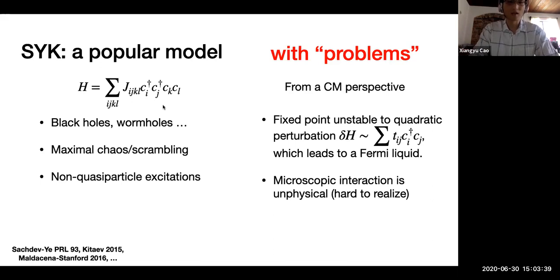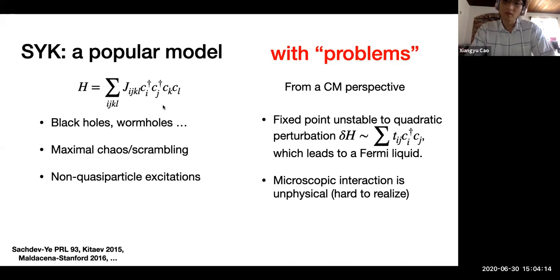For example, for high energy physicists, this has been a simple model of holography to study black holes and wormholes, problems in gravity. For quantum dynamics people, it has a remarkable property of being maximally chaotic, or having so-called fast scrambling of information in a quantum system. And for the condensed matter community, it is an interesting model to study low energy quantum states with no quasiparticle excitations.